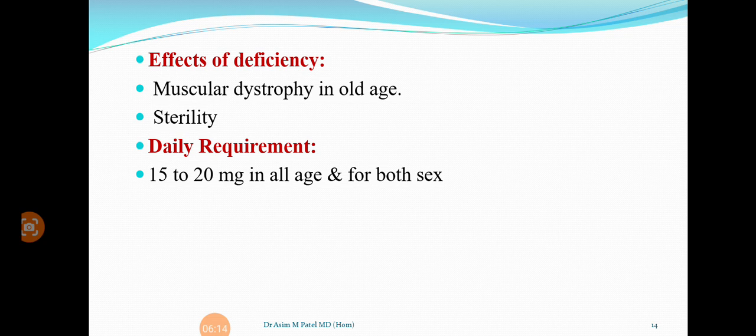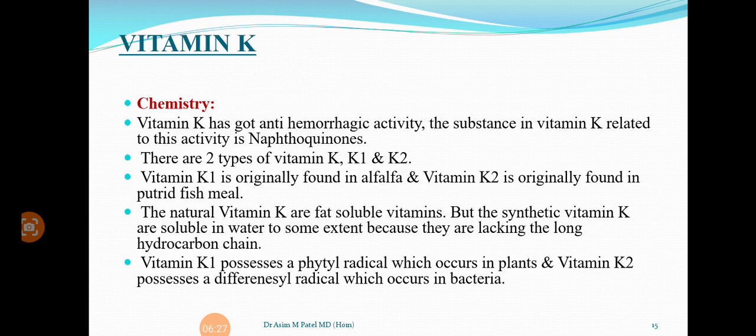Effect of deficiency. Deficiency can cause muscular dystrophy in old age and it can also cause sterility. The daily requirement is 15 to 20 milligrams at all ages for both male and female. The next thing is about vitamin K.